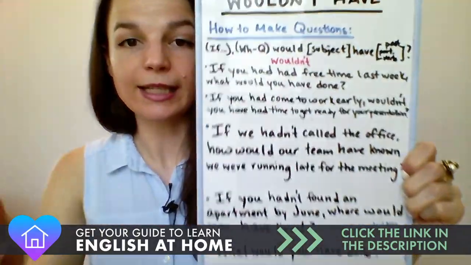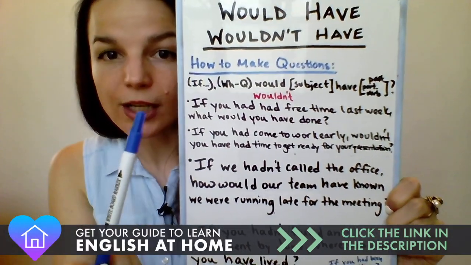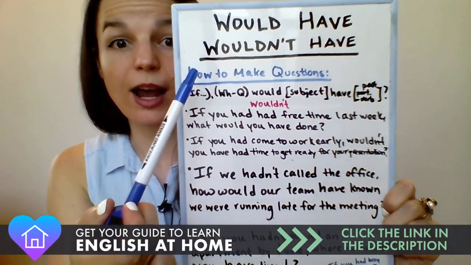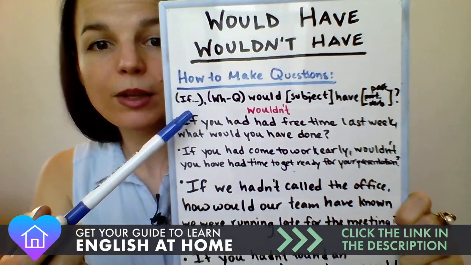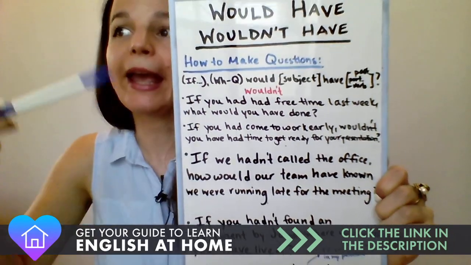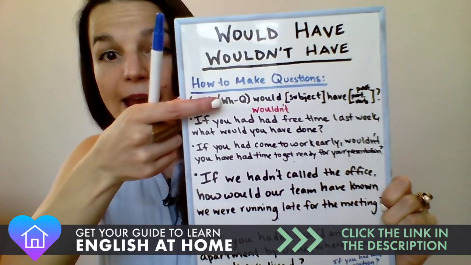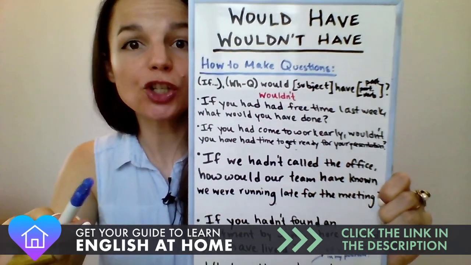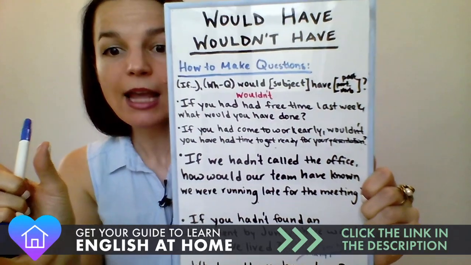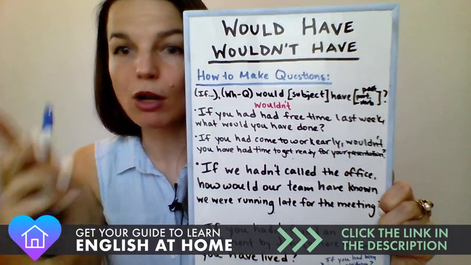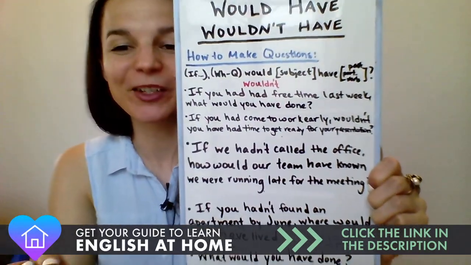Okay, so let's take a look. How do we make questions with would have and wouldn't have here? Again, we start with if, but we can also make questions without the if part. I'm going to show you some patterns that use if and some that use no if, so we'll practice both a little bit.